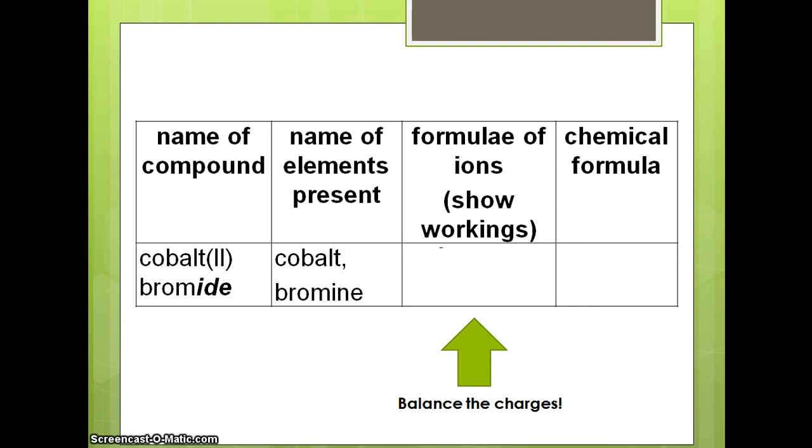Now, we write down the formula of the ions in the ionic compound, which is your cobalt ion Co2+ and your bromide ion Br-. At this point, again, very important, we balance the charges of the cobalt ion and the bromide ion. Hence, we will have the chemical formula of CoBr2 for your cobalt 2 bromide.